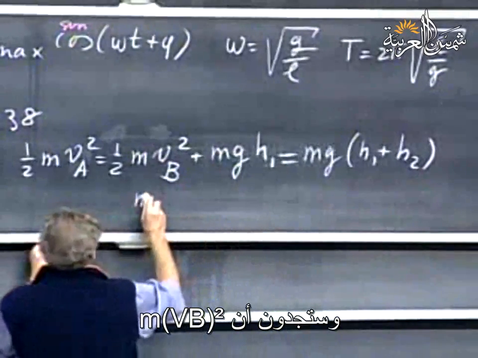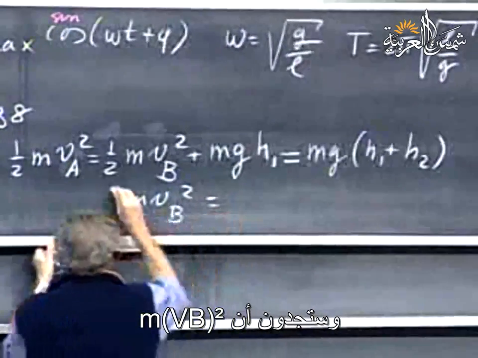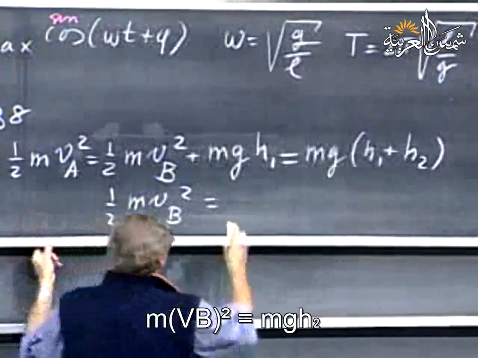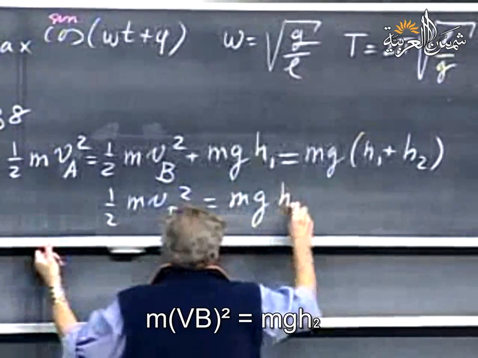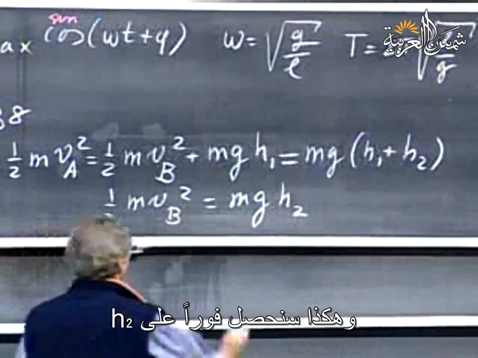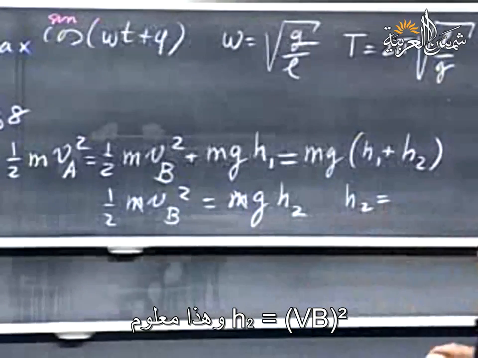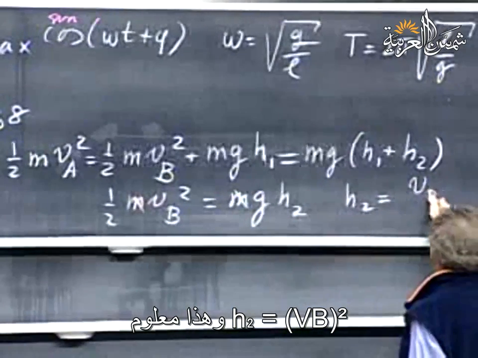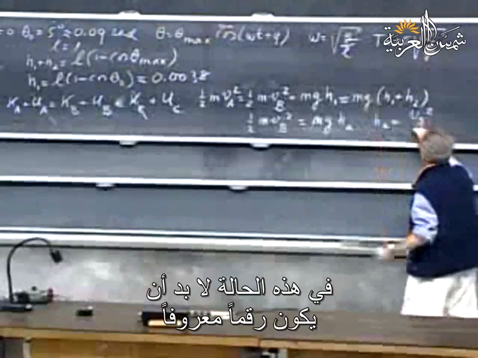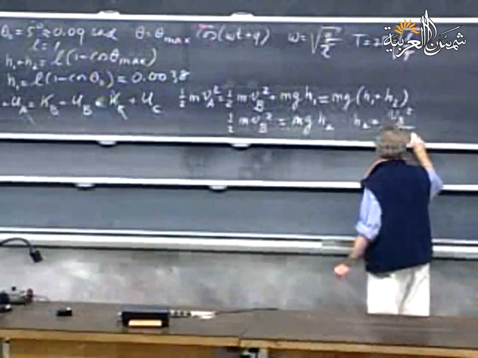that m v b squared, and I'll carry the 1/2 for now, we can still do that, equals mg times h2. And so you will find immediately h2 equals v of b squared, which is known. In our case, it must be a known number. I'll give you in a minute what that is. And that is divided by 2g.